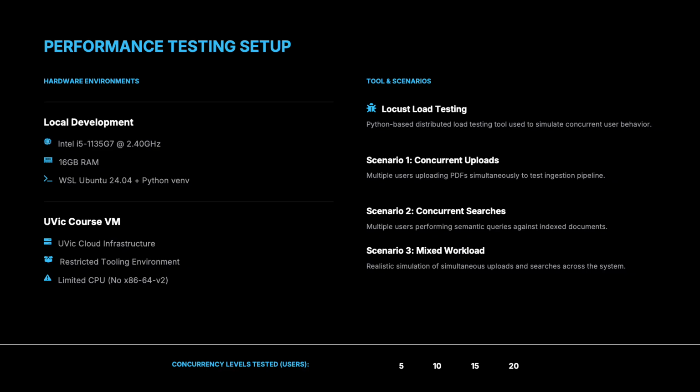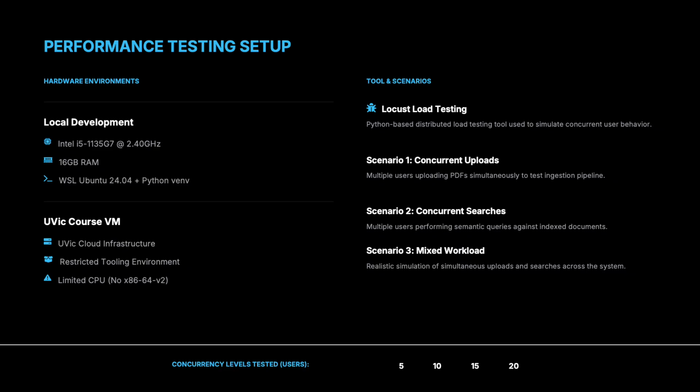For evaluating scalability, we first tested locally using the Intel i5 16GB RAM Windows machine, which ran WSL Ubuntu. Then we deployed the system to our group VM, which introduced stricter constraints such as limited CPU support and less host-level tooling. For simulating a realistic load, we first ran our warm-up scripts and then used Locust as our distributed load testing tool. Locust was helpful for modeling concurrent user behavior in a controlled and reproducible way and helped address common testing pitfalls like incomplete coverage or unrealistic single user benchmarks.